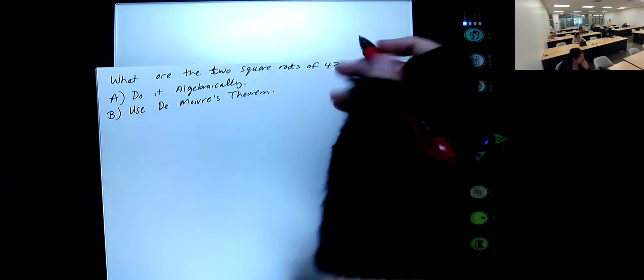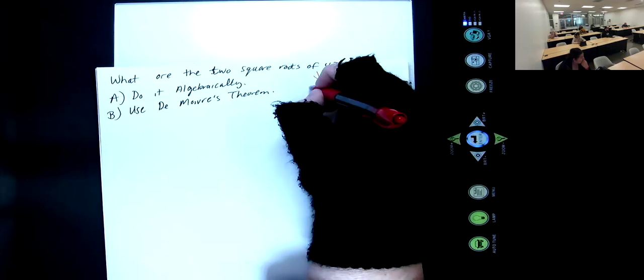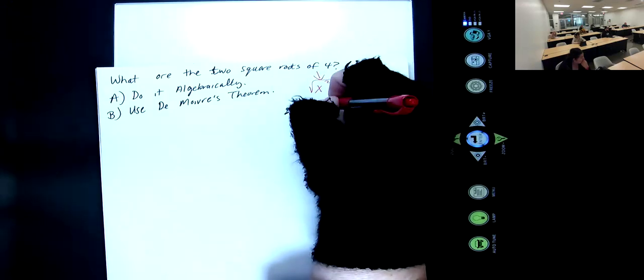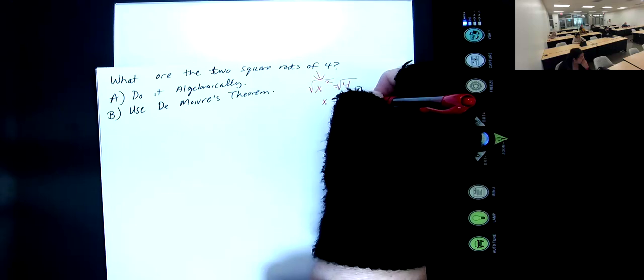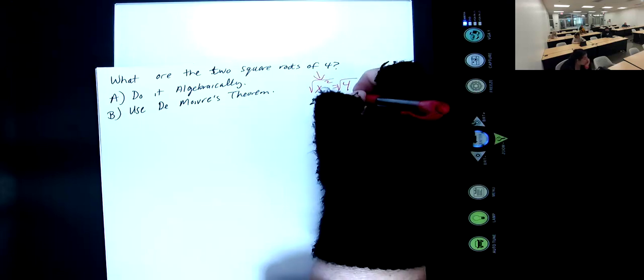So the 2 square roots of 4 is like starting off with x squared equals 4, and taking the square root, and what do we get? Two and negative 2.